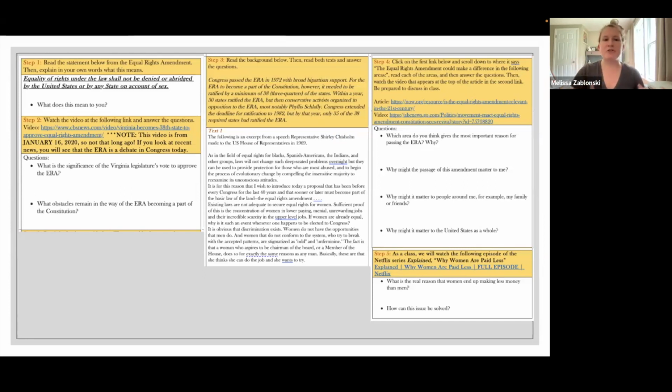So we look at the language first of the Equal Rights Amendment, where it says equality of rights under the law shall not be denied or abridged by the US or by any state on account of sex. So we break that down together.